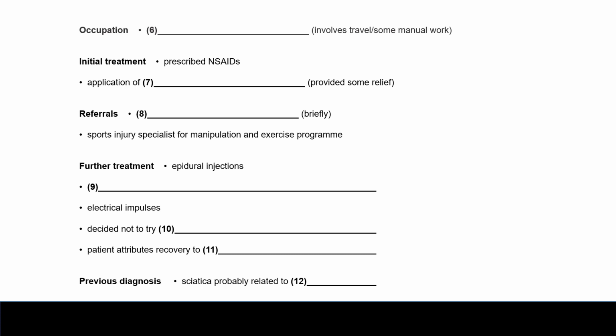Then the GP sent me to see an osteopath, and I got some treatment there, but it didn't seem to make much difference. So I was referred to a sports injury specialist, of all things. And he did a number of things that did seem to ease things a little, like working on my spine and lower legs. Oh, and he gave me a set of exercises to do at home.